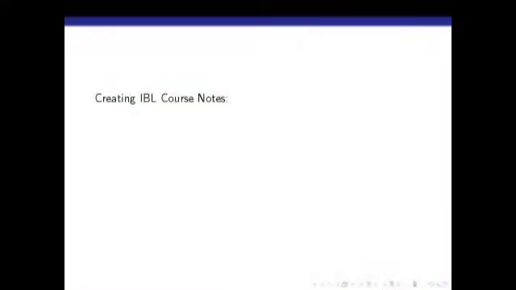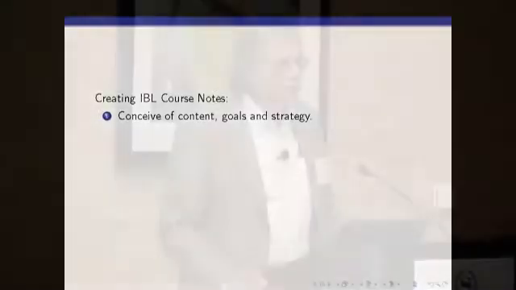So to start out, I have a general strategy for how I like to do this. And I usually do it in 5 steps. So in creating course notes, the first thing I want to do is conceive of a course that students need that isn't available, and figure out what the goals should be and what the strategy should be for achieving those goals. And I'm going to give you some examples of this.